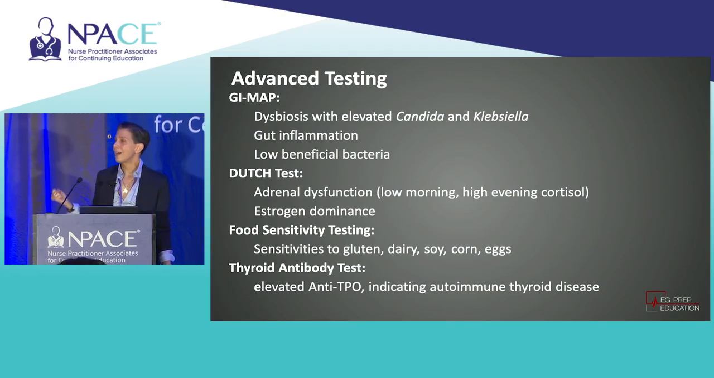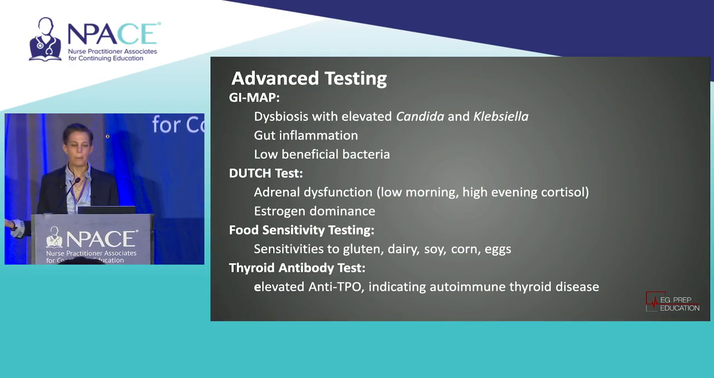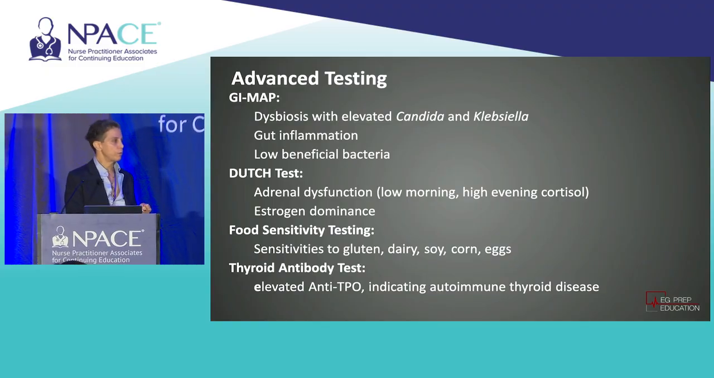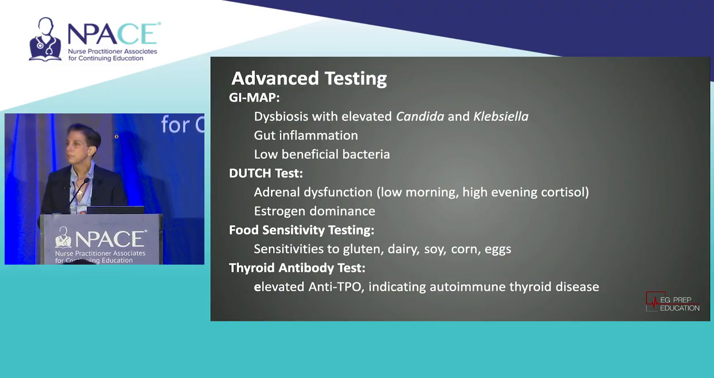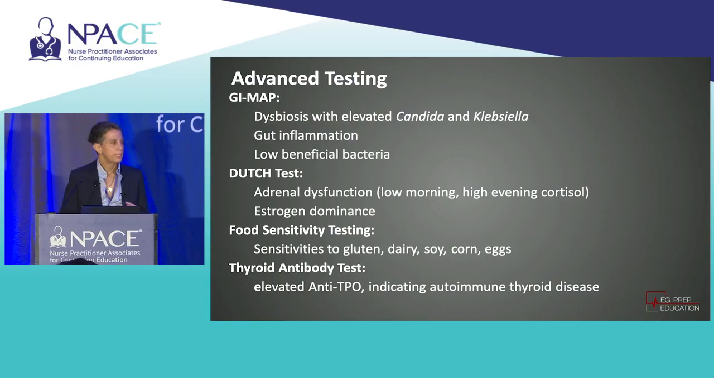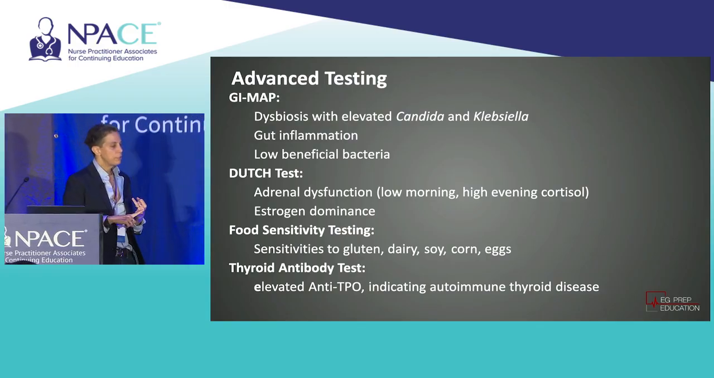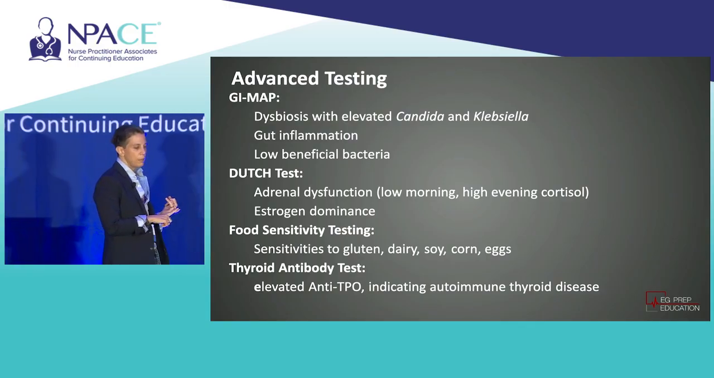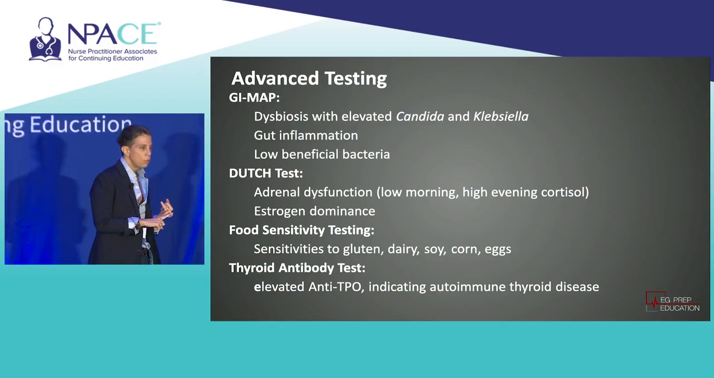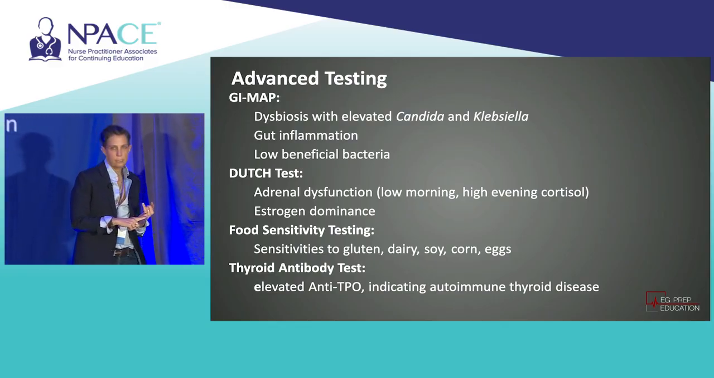And we're going to do our testing. We're going to do a GI map on her. We're going to find out that she has overgrowth of yeast, Klebsiella. She has inflammation in her belly, and she does not have enough of the good stuff. Then we're going to do a Dutch test on her, and we're going to find out that she has really low morning cortisol. No wonder she's so tired and can't get out of bed.